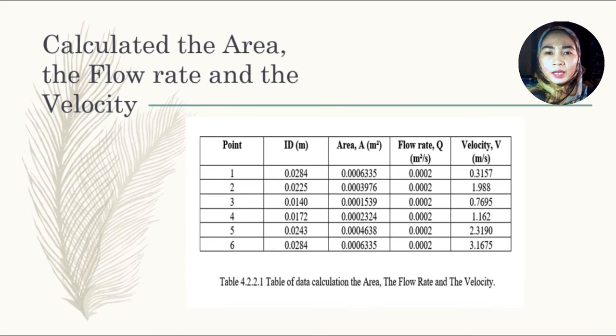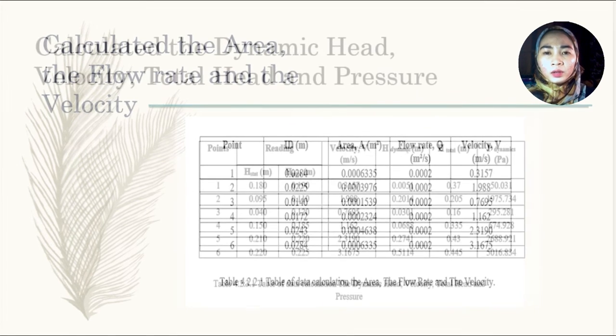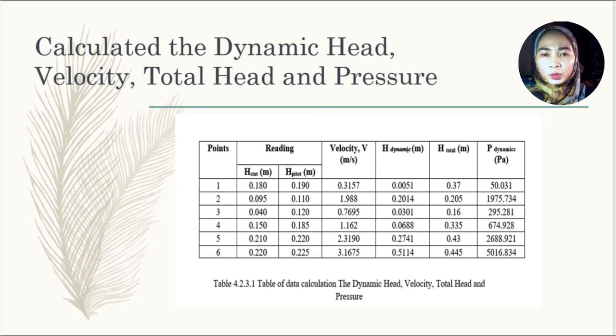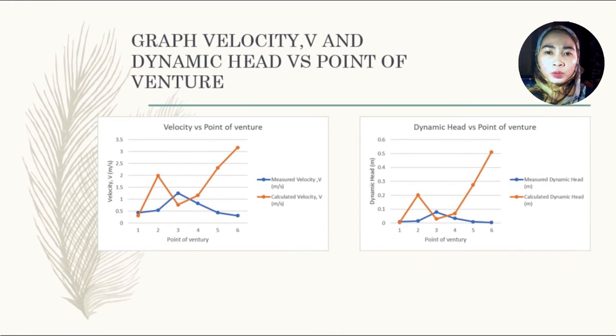For the next table, after we got the measured values, we calculate the area, the flow and the velocity. This table shows that after measuring, we calculate new values of calculated dynamic head, velocity, total head and pressure. Next, this part will show the graphs that we plotted using Excel.